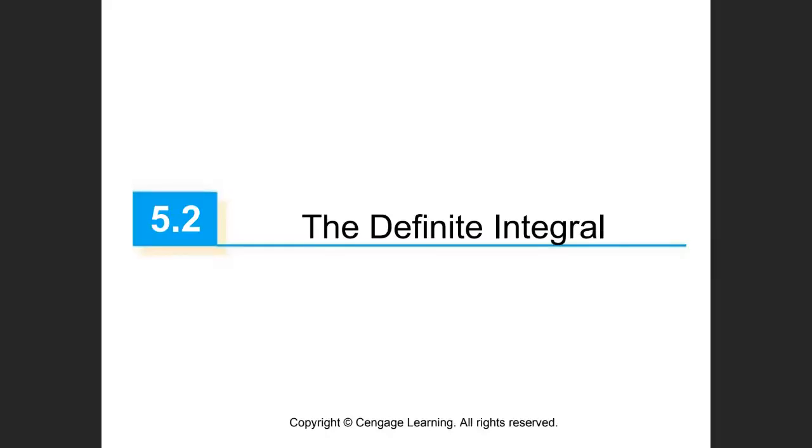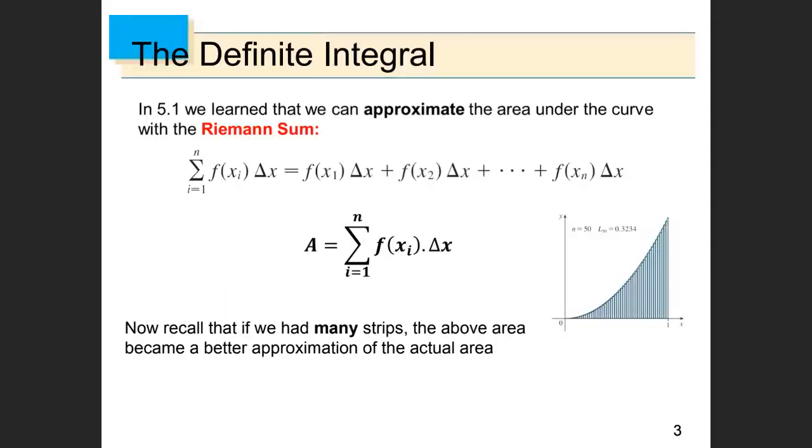Okay, the definite integral. All right, so in 5.1, we learned that we can approximate the area under the curve using the Riemann sum. In the talk of Riemann sum, we're looking at something like that.